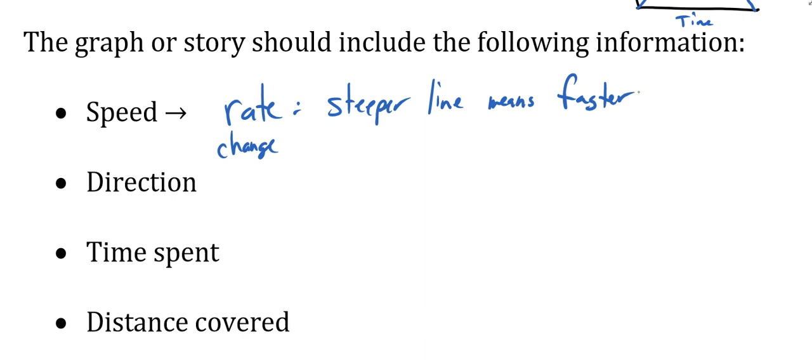I could go really slowly for a really long time and go further than somebody who went fast for a short time, right? We all know the story of the tortoise and the hare. So you could be fast, but if you're only fast for a minute, you're not going to go as far as a marathon runner running for 2 hours, right?